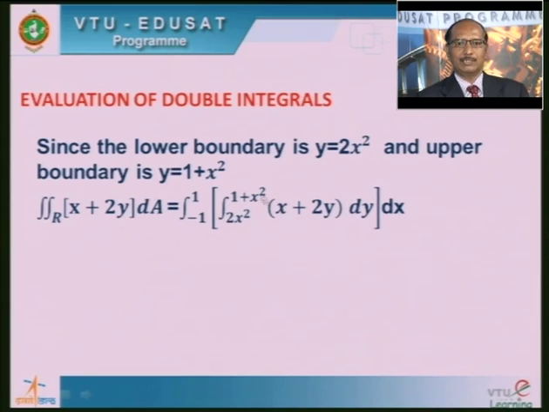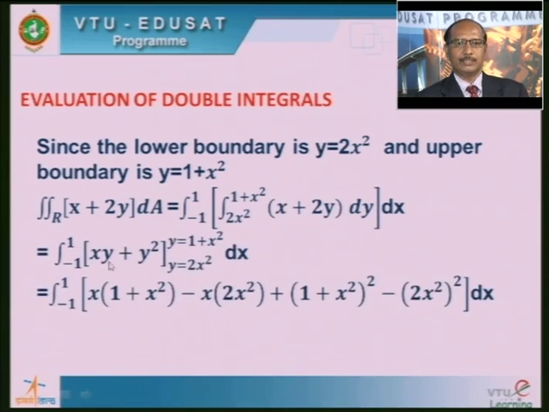Now, it is written here. Whenever y limits are functions of x, first we do the inner integration, that is with respect to y. So, x plus 2y dy, its integration with respect to y. x is a constant here, so the integration of the constant is x into y, plus the integration of 2y, which is 2 into y square by 2, that is y square, because the derivative of y square is 2y. This is the integration with respect to y.